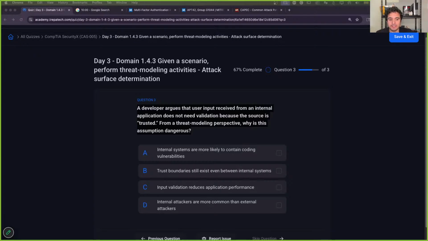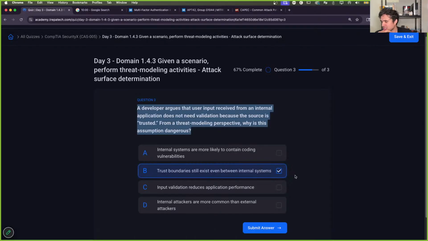Even if that subject is in your internal network in a trusted VLAN with trusted GPOs, all on-prem, when it tries to access an object like a file server, zero trust says you still need to re-authenticate that subject, whatever it may be. So trust boundaries exist everywhere. It doesn't matter if it's external or internal. So I'm going to go with B here. Trust boundaries still exist even between internal systems.